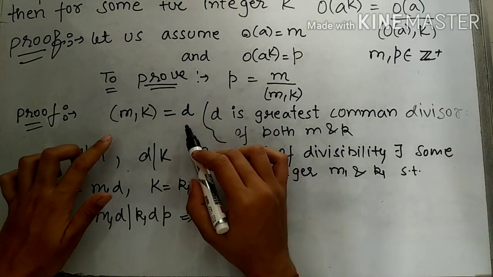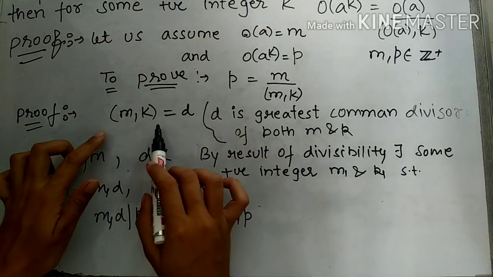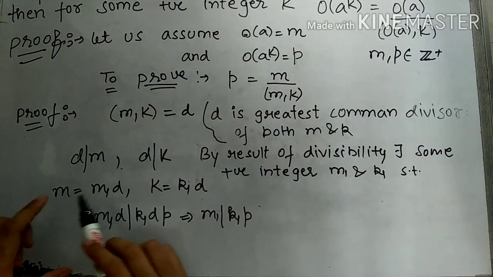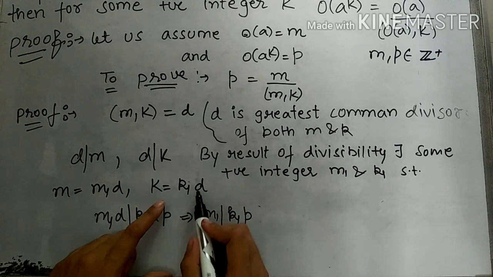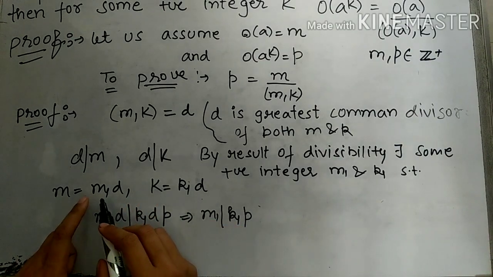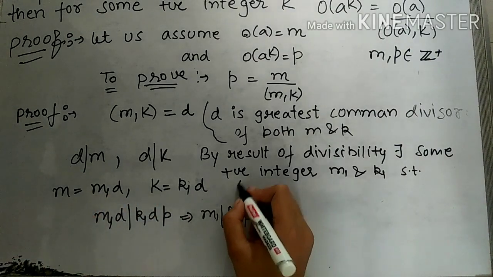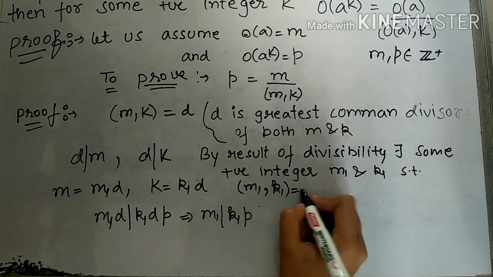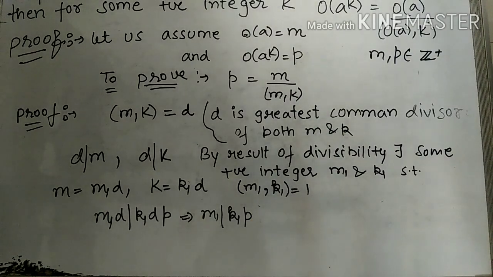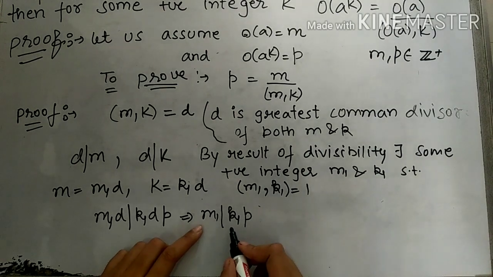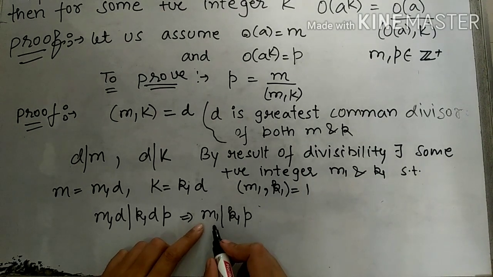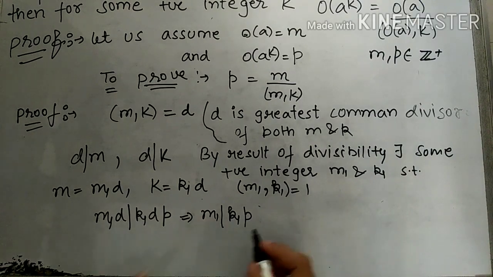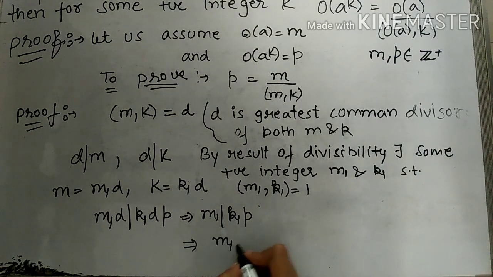Friends, as we know, d is the greatest common divisor of both m and k. So if m is equal to m1 into d and k is equal to k1 into d, then the GCD of m1 and k1 should be equal to 1. Well, friends, here we know m1 divides k1 into p, but the GCD of m1 and k1 is 1. So by Euclid's lemma, we get that m1 divides only p.